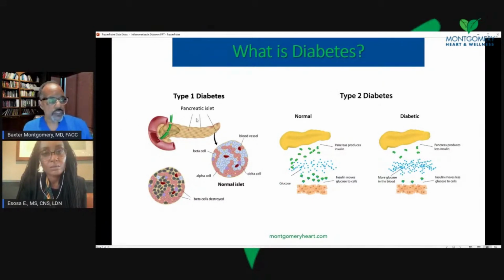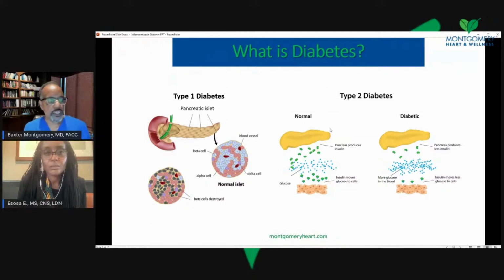So in type 1, you have the pancreatic islet cells. Here's a normal islet cell, but if they're attacked and destroyed by inflammatory molecules, antibodies, and immune cells, then these islet cells no longer function normally, so they don't produce adequate amounts of insulin. So you have lots of scarring there, and you have impaired insulin production.